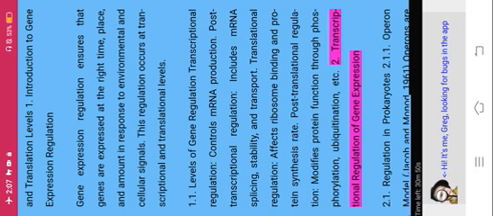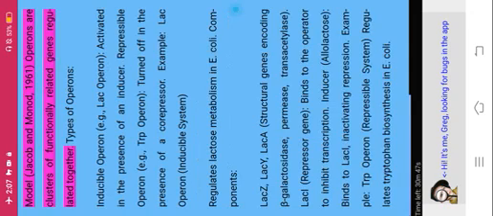2. Transcriptional regulation of gene expression. 2.1. Regulation in prokaryotes. 2.1.1. Operon model, Jacob and Monod, 1961. Operons are clusters of functionally related genes regulated together.